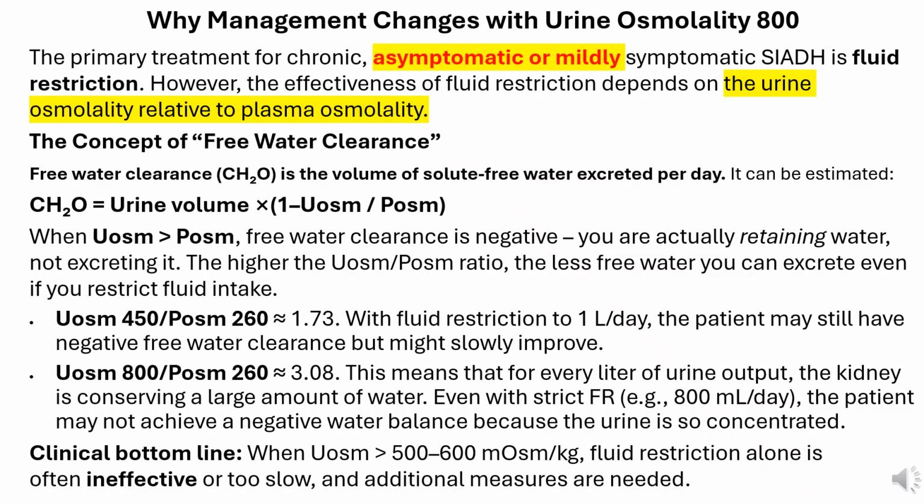The primary treatment for chronic, asymptomatic, or mildly symptomatic SIAD is fluid restriction. However, the effectiveness of fluid restriction depends on the urine osmolality relative to plasma osmolality. The concept of free water clearance. Free water clearance, CH2O, is the volume of solute-free water excreted per day. It can be estimated: CH2O equals urine volume times (1 minus USM/POSM). When USM/POSM is greater than 1, free water clearance is negative, you are actually retaining water, not excreting it.